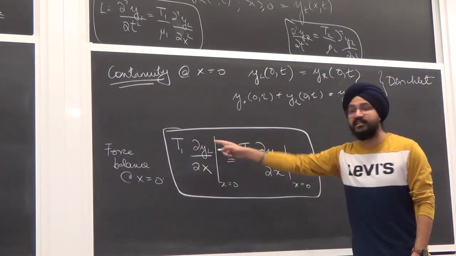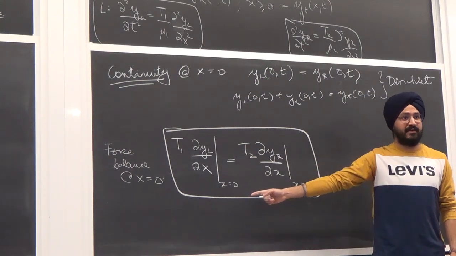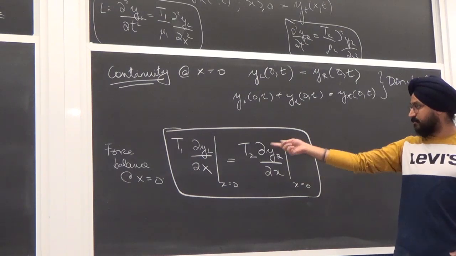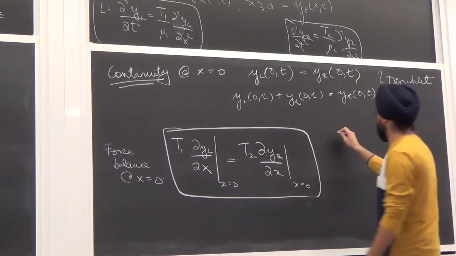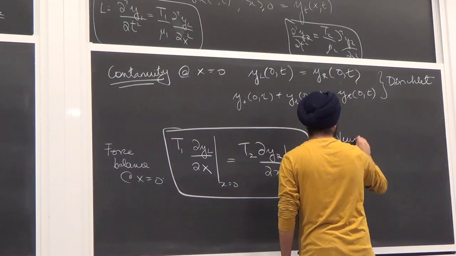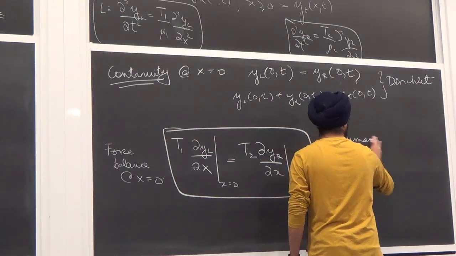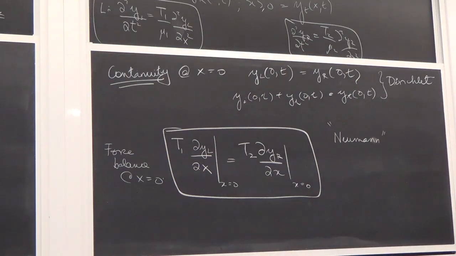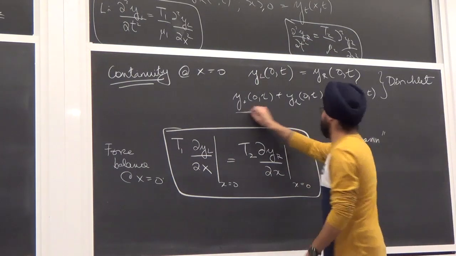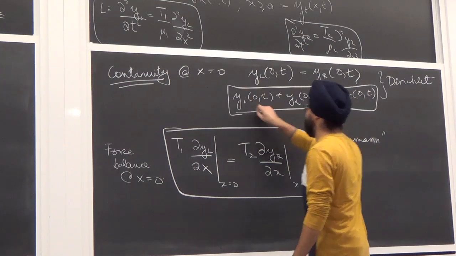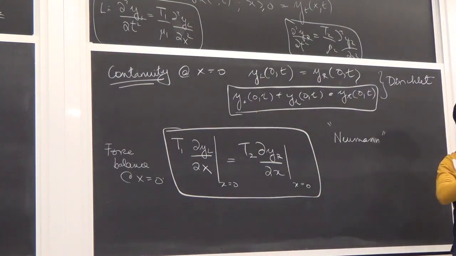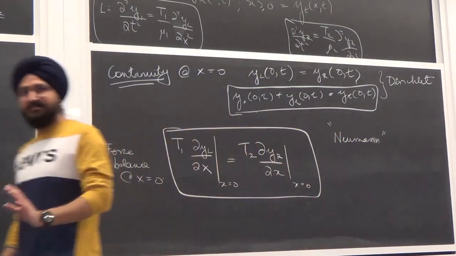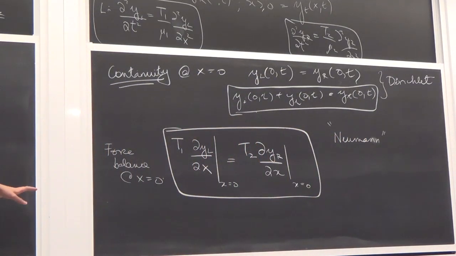This involves derivatives of my function, Y. And whenever I have derivatives in my boundary conditions, they are called Neumann boundary conditions, after the mathematician Neumann. So these two equations, continuity and force balance, can be solved out. It takes some time, it takes some effort, but it can be solved.